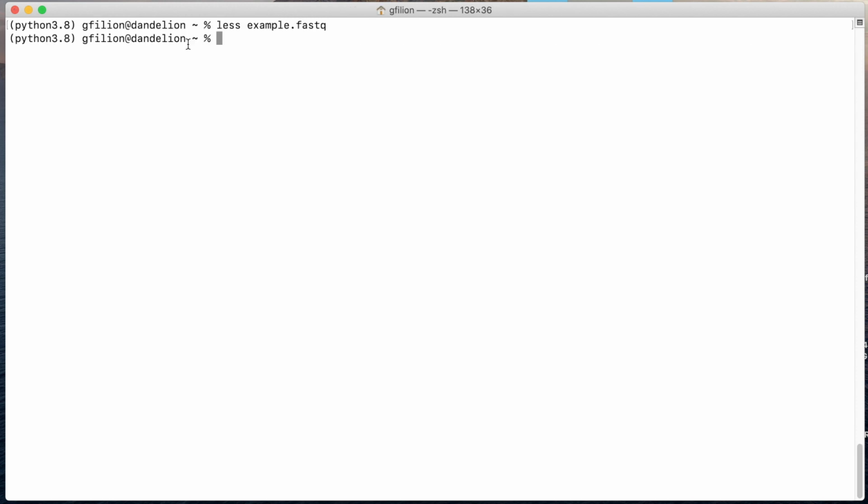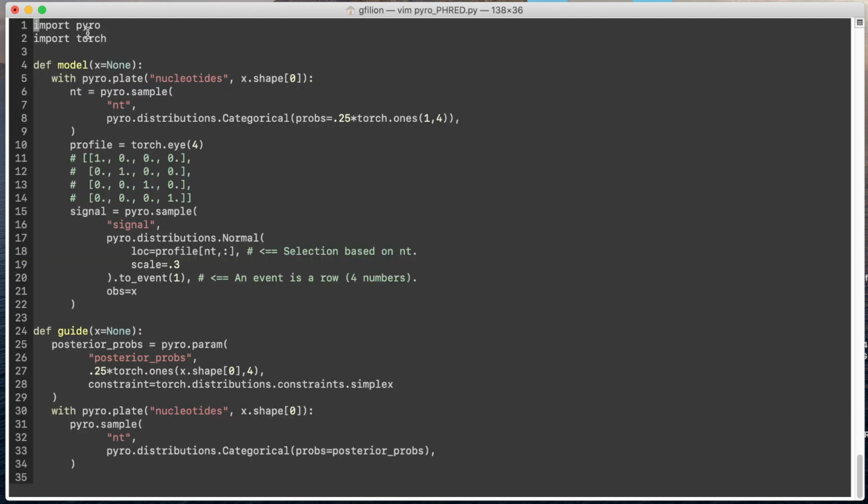So we are now going to see an example of a Pyro program that will be able to analyze the data that comes out of the sequencer and to make a call for given nucleotides. So now let us see the structure of a Pyro program that can perform discrete inference. By discrete inference, we mean inference where one of the latent variables is discrete, not one of the observed variables.